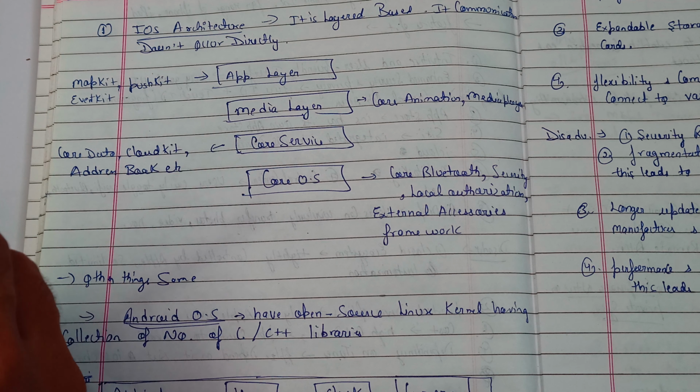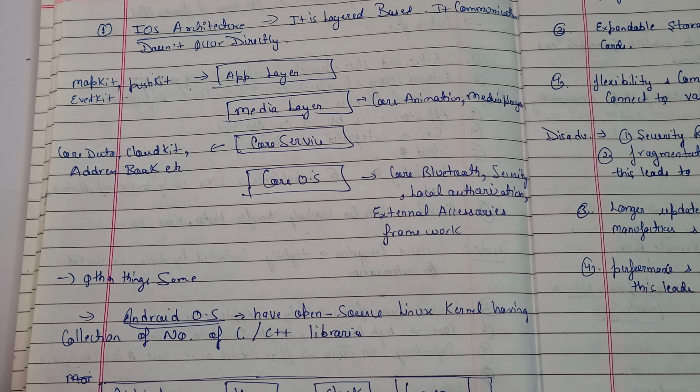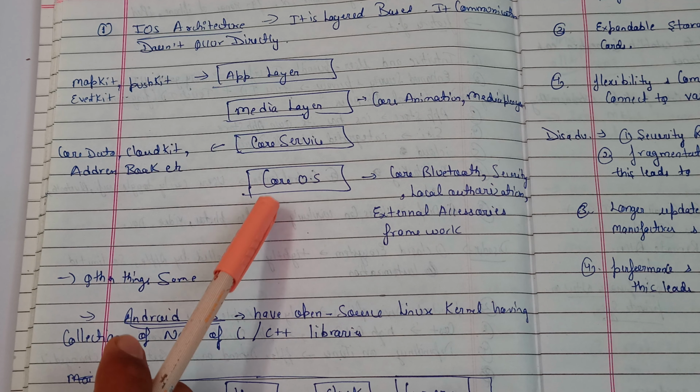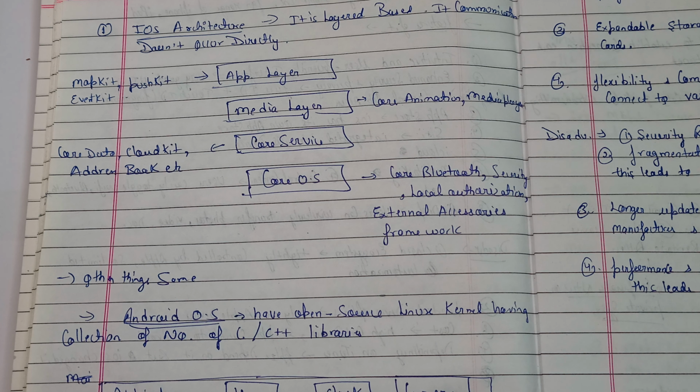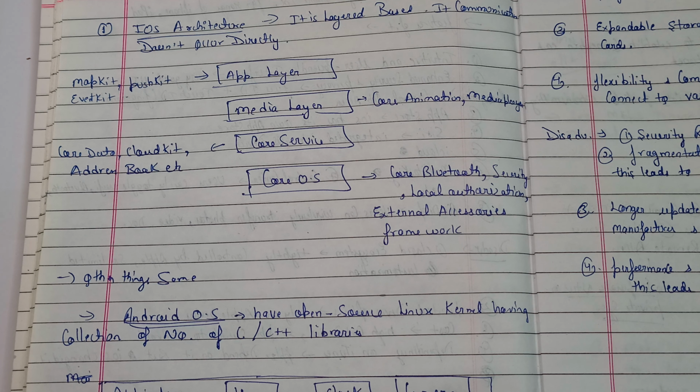Then the third one is core services. Core services has Core Data and CloudKit, which functions as the cloud, and there is an address book in which addresses are stored, etc. Then the fourth one is the core operating system. There is Core Bluetooth, security, local authentication, external accessories and frameworks. All of this comes into the core operating system. Okay, so I think this is clear. So this is the iOS, iPhone operating system, architecture.